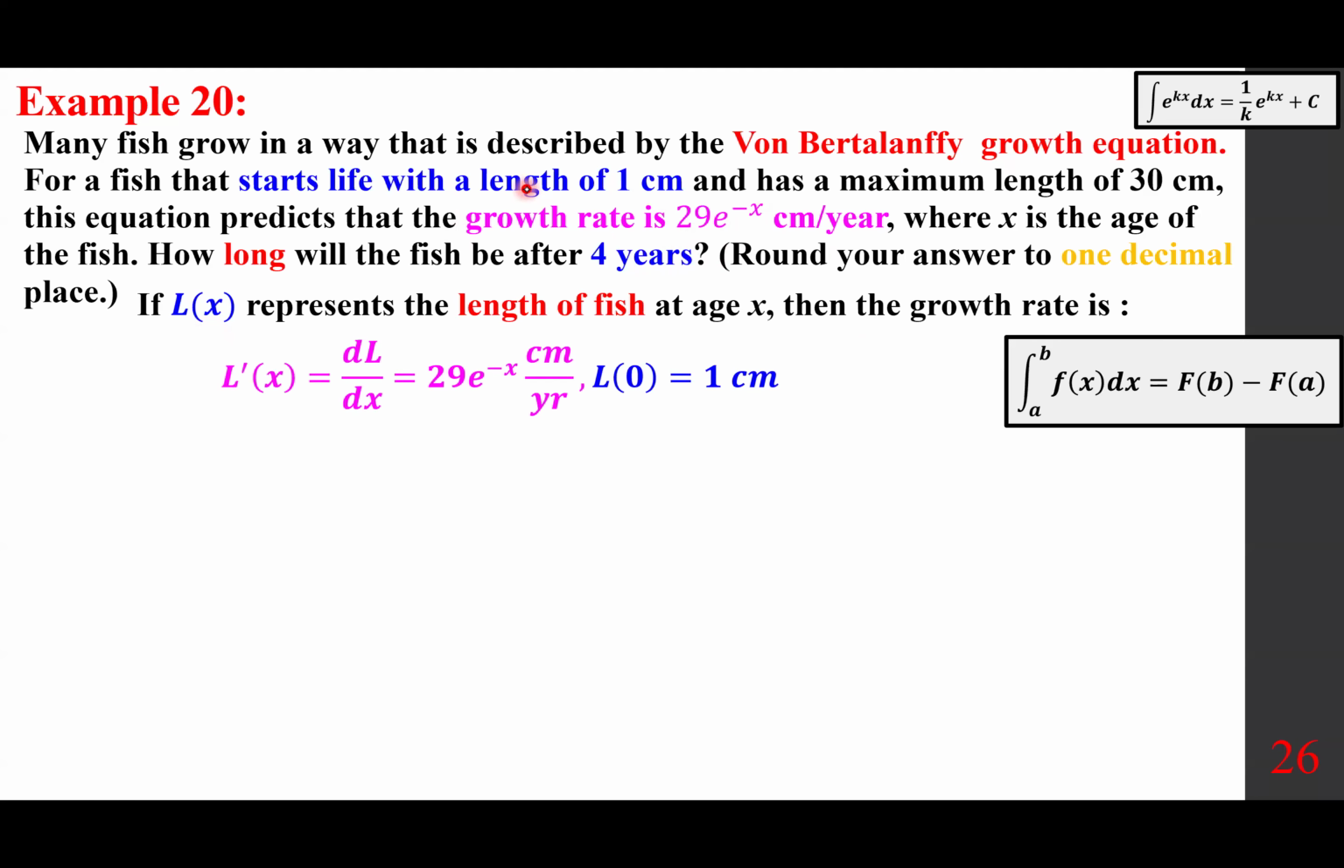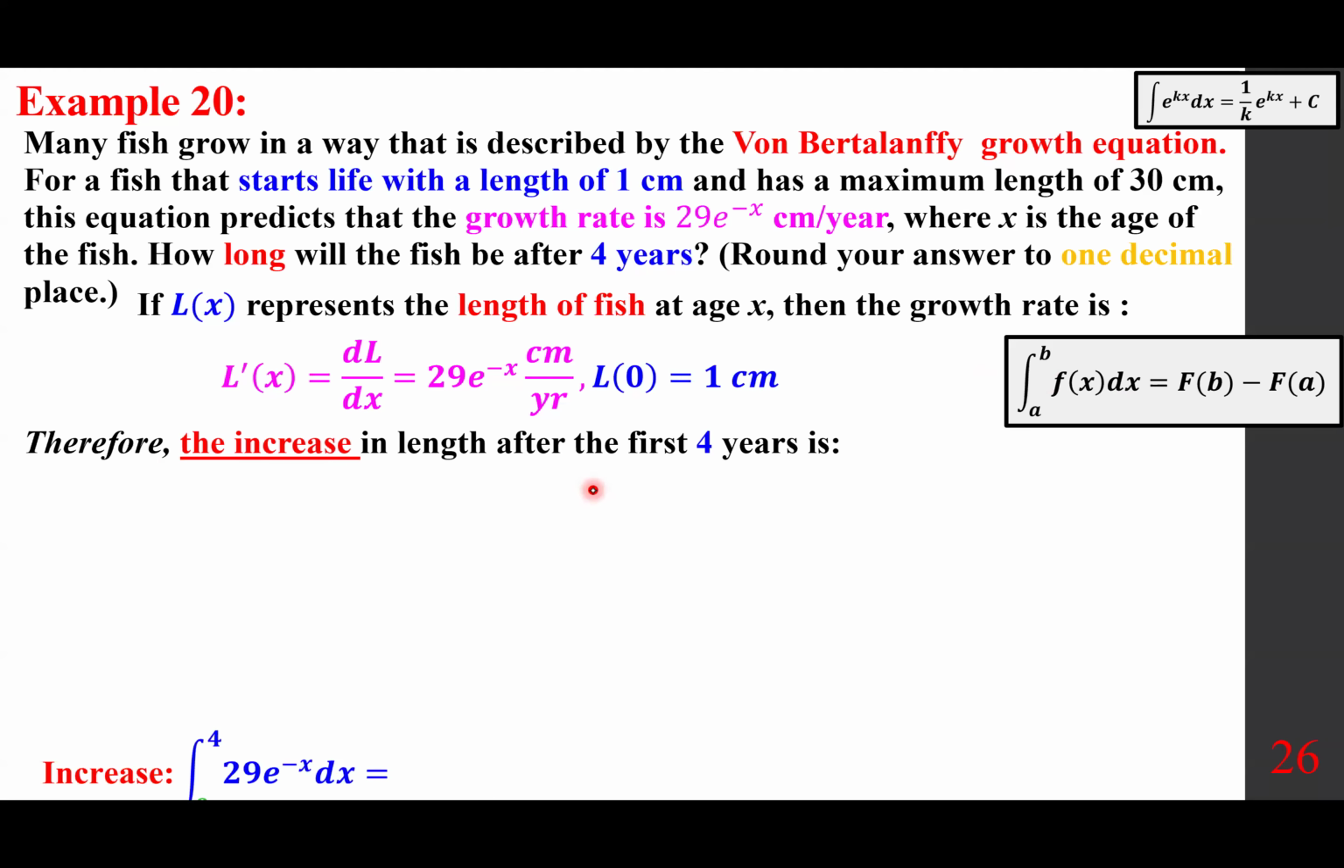So the amount of increase follows the FTC, the fundamental theorem of calculus, which is also known as the net change theorem. So from 0 to 4, because it's 4 years, that represents the amount of increase if we take the derivative. So the increase in length after the 4 years is the integral from 0 to 4 of 29 e to the power minus x dx. So the derivative and integral are the same.